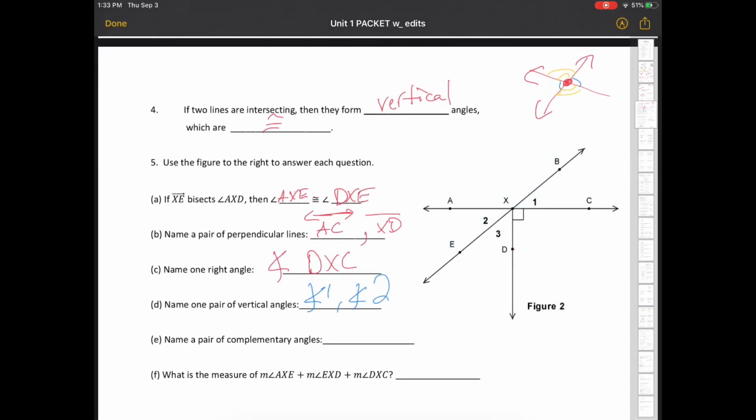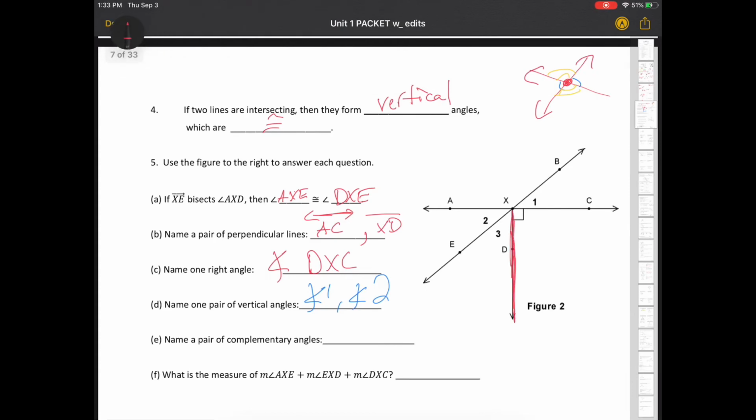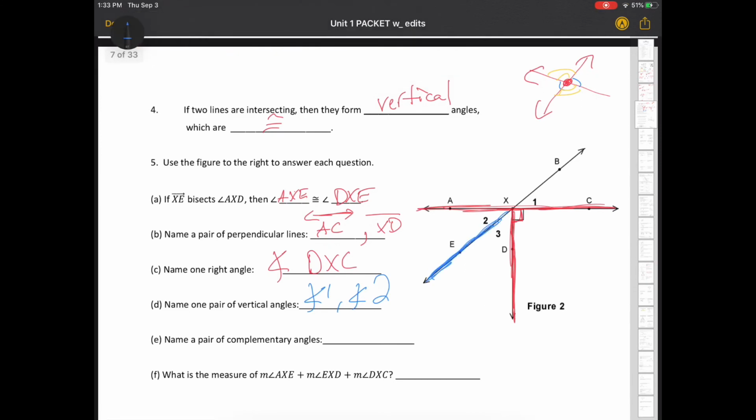Now we have to come up with a pair of complementary angles. Complementary angles are two angles that sum together to 90 degrees. Earlier we said that these two lines were perpendicular, so that means it forms two right angles, which are 90 degrees. We also said that this line here bisects this angle that adds to 90 degrees. So if this is 90 degrees total, these two angles have to add to that. So angle 2 and angle 3 would be complementary.